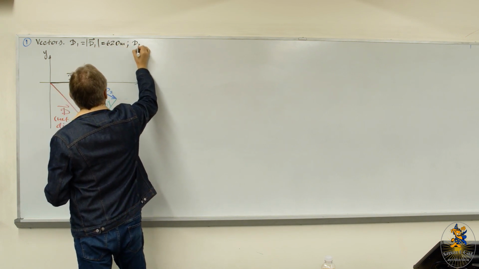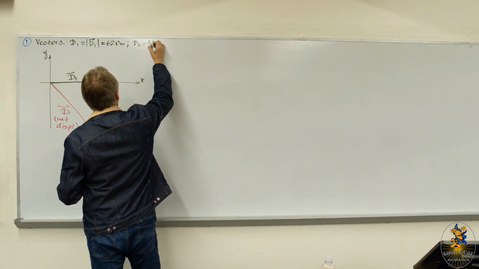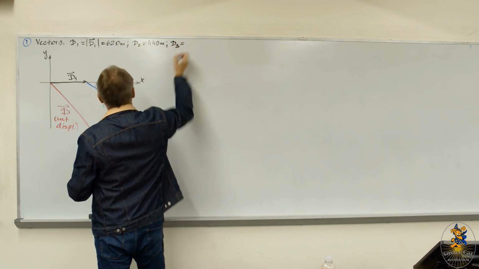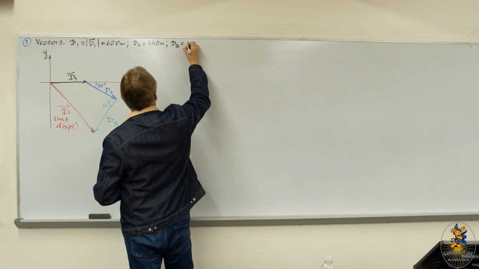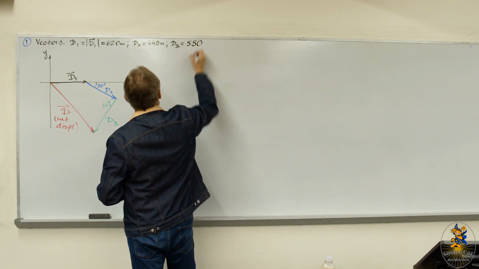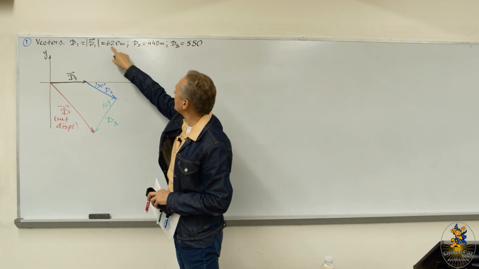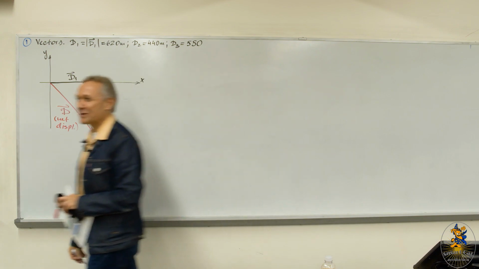Then D2, 440 meters, and angles are shown on the picture. And then D3, 550. I'm surprised. Why didn't they do for symmetry 660, 440, 550? I don't remember where I picked this problem.